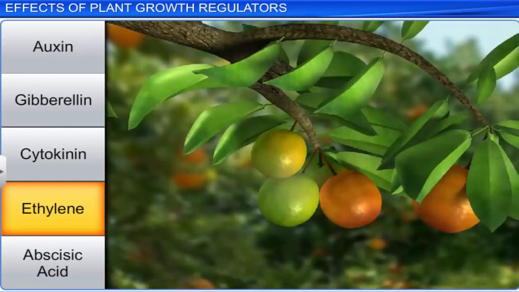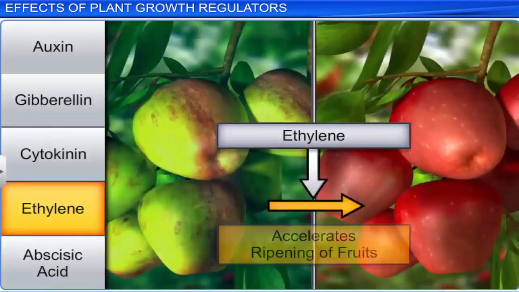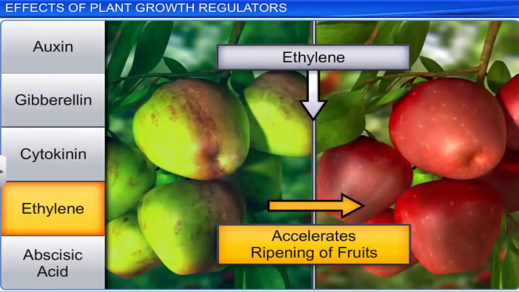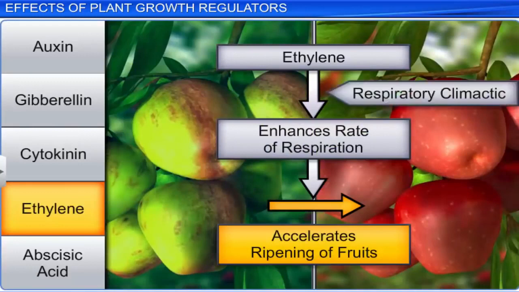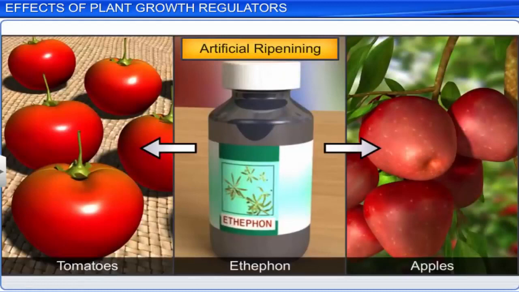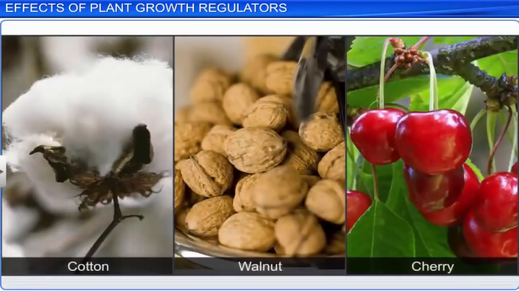Ethylene gas is released from the absorbed ethaphon, which accelerates the ripening of fruit by enhancing the rate of respiration and is called respiratory climactic. This property is used in the artificial ripening of tomatoes and apples. It promotes the abscission of leaves and flowers, and thus favors thinning of cotton, walnut, and cherry.